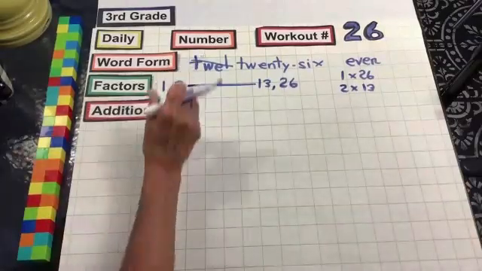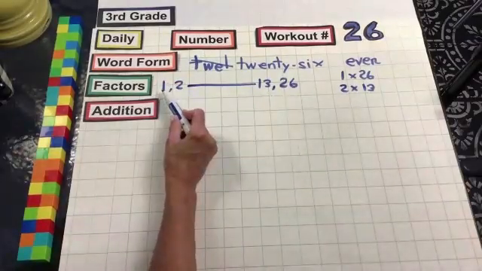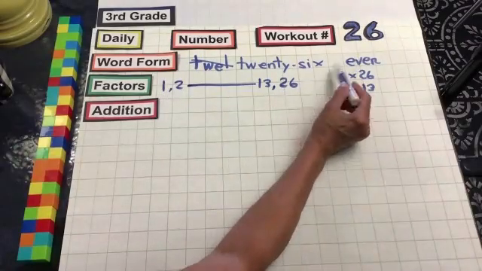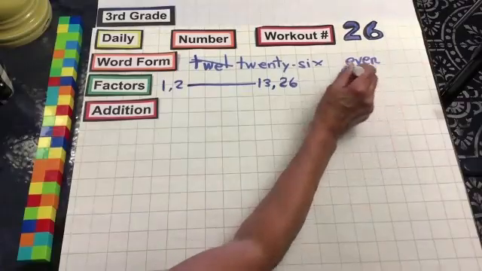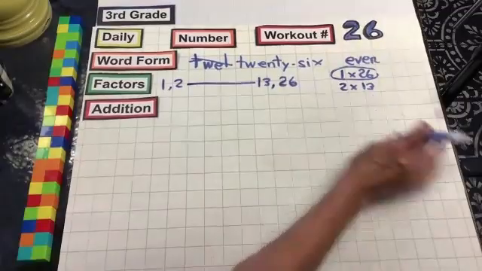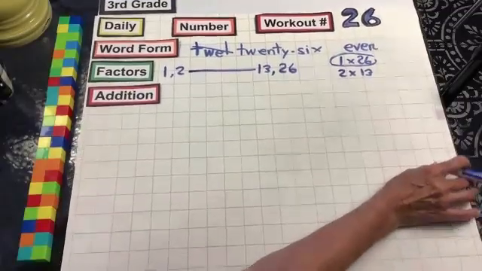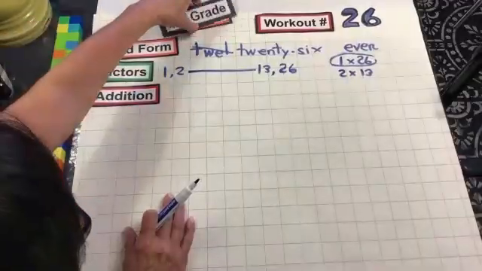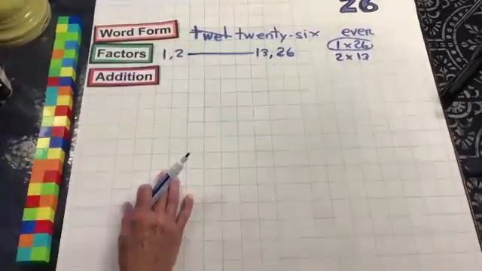So we only have 1 times 26 and 2 times 13. And because there's more than just this factor pair, if there's more than 1 times itself, then it is not prime. All right, let's do some addition here. I'm going to remove some of my cards so you can see everything.